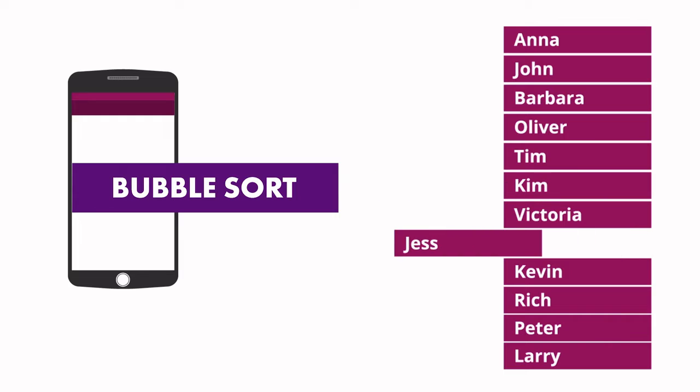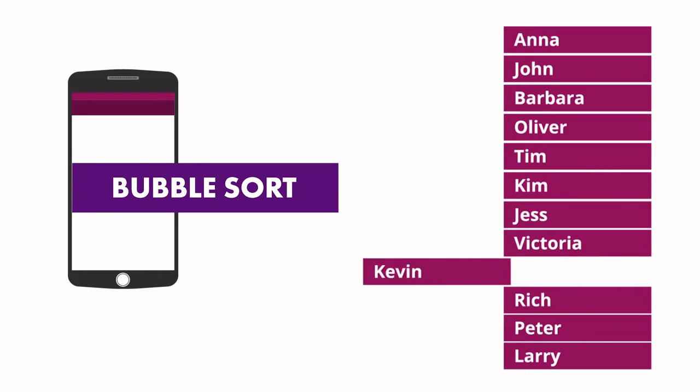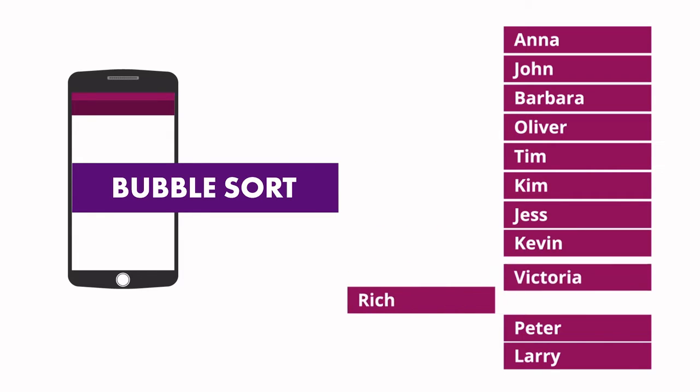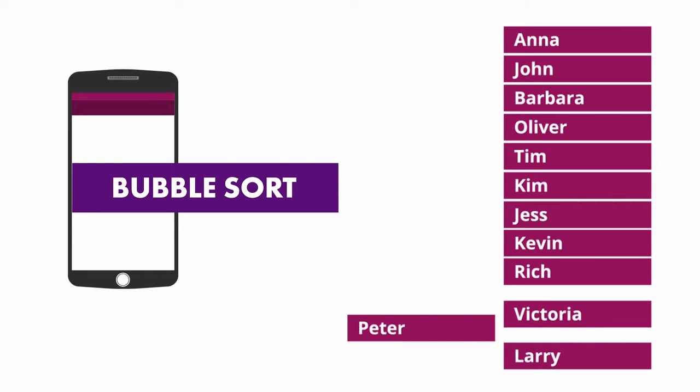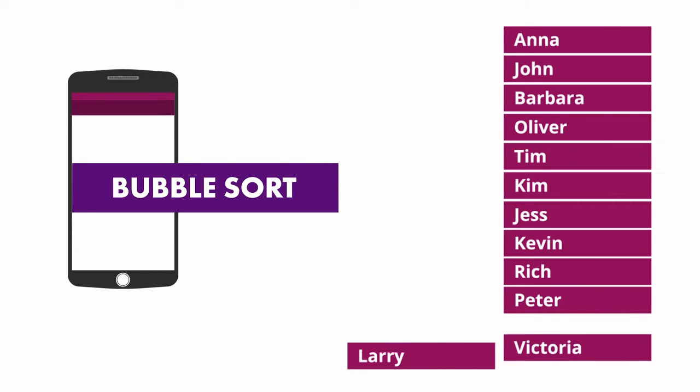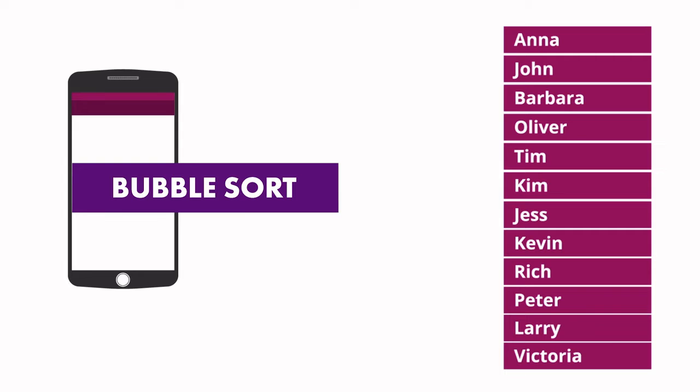You can see that once we've been through the list once, the name at the end, Victoria, is in its correct place, but there's still plenty of sorting to be done. Since there are 12 names, we'll need to go through the list 11 times to make sure that it's fully sorted. This algorithm is called a bubble sort, since the names at the end of the list bubble up through it each time we make our comparisons.